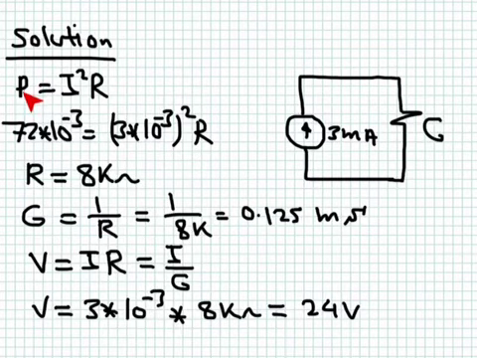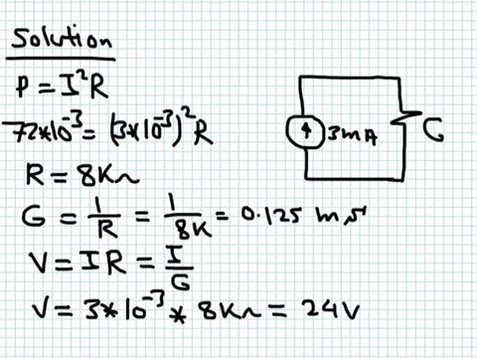So power is given by I squared R. I is the current flowing in this loop, which we know, 3 milliampere. So the power is 72 milliwatts. So 72 times 10 to the minus 3. Don't forget to put the scaling factor here. I squared is 3 times 10 to the minus 3, and you square that. This is 3 milliampere squared multiplying R.